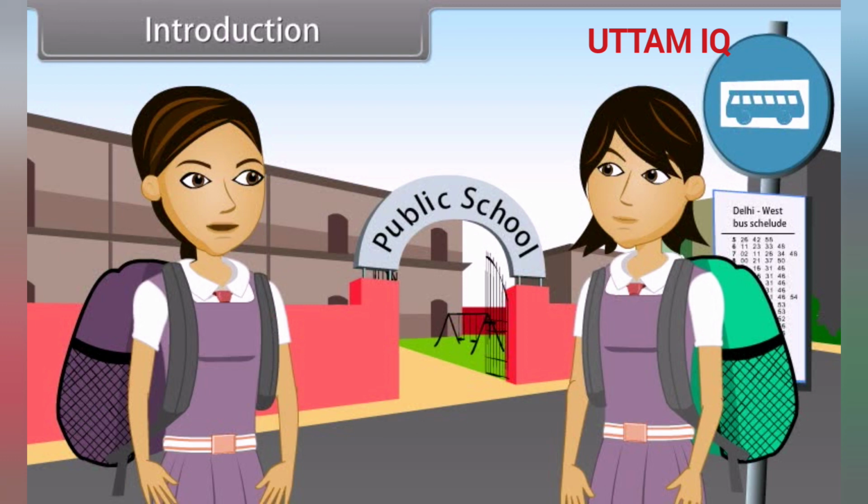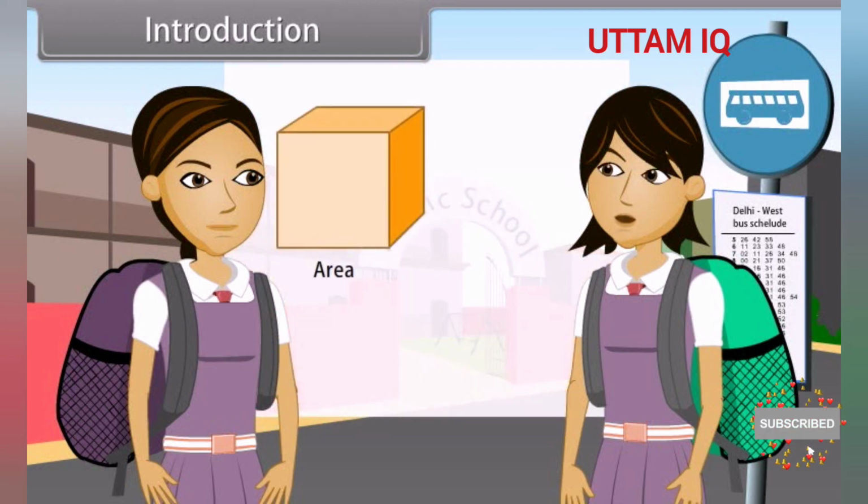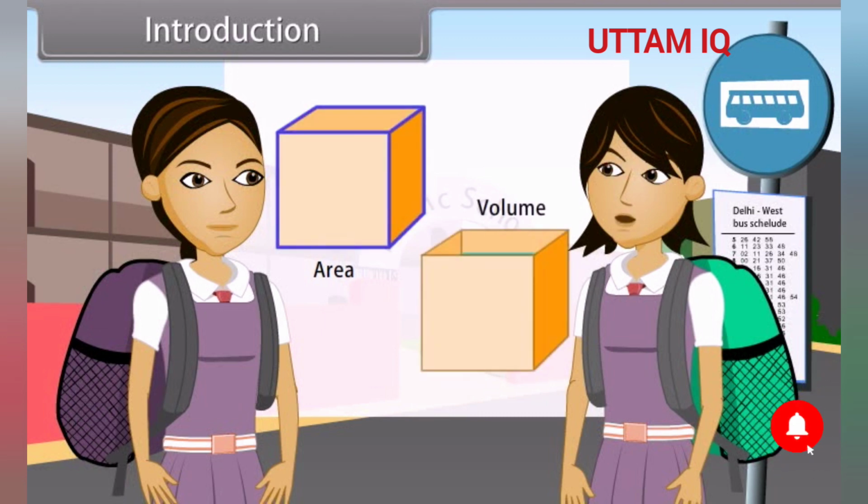I do not understand what you are saying. What is the surface area and the volume? Surface area is exactly what it sounds like: the area of all the outside surfaces of a three-dimensional object. And volume is all of the space inside a three-dimensional object.